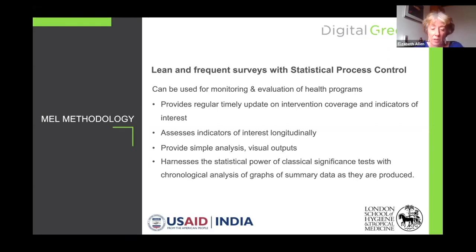It's a very simple analytic approach and has some very clear and easy to understand visual outputs. There is quite a lot of underlying statistics in there, and it harnesses the statistical power of classical significance tests along with a chronological analysis of graphs of summary data as they are produced.